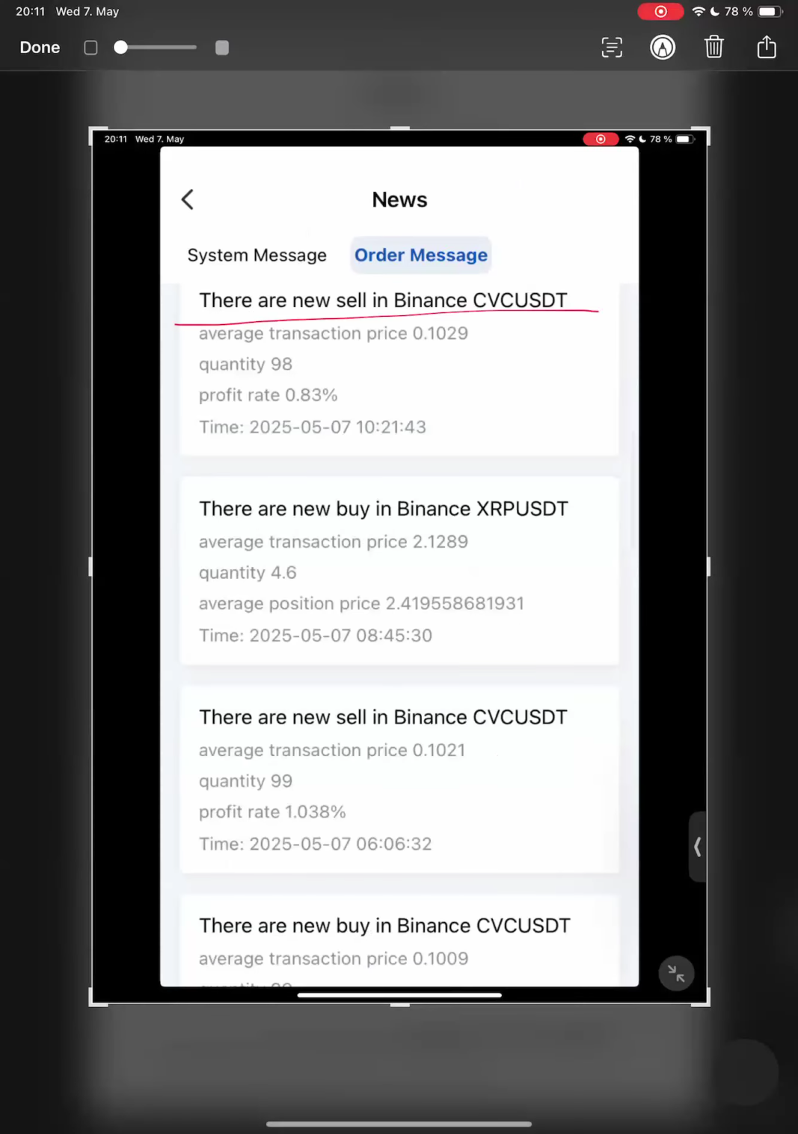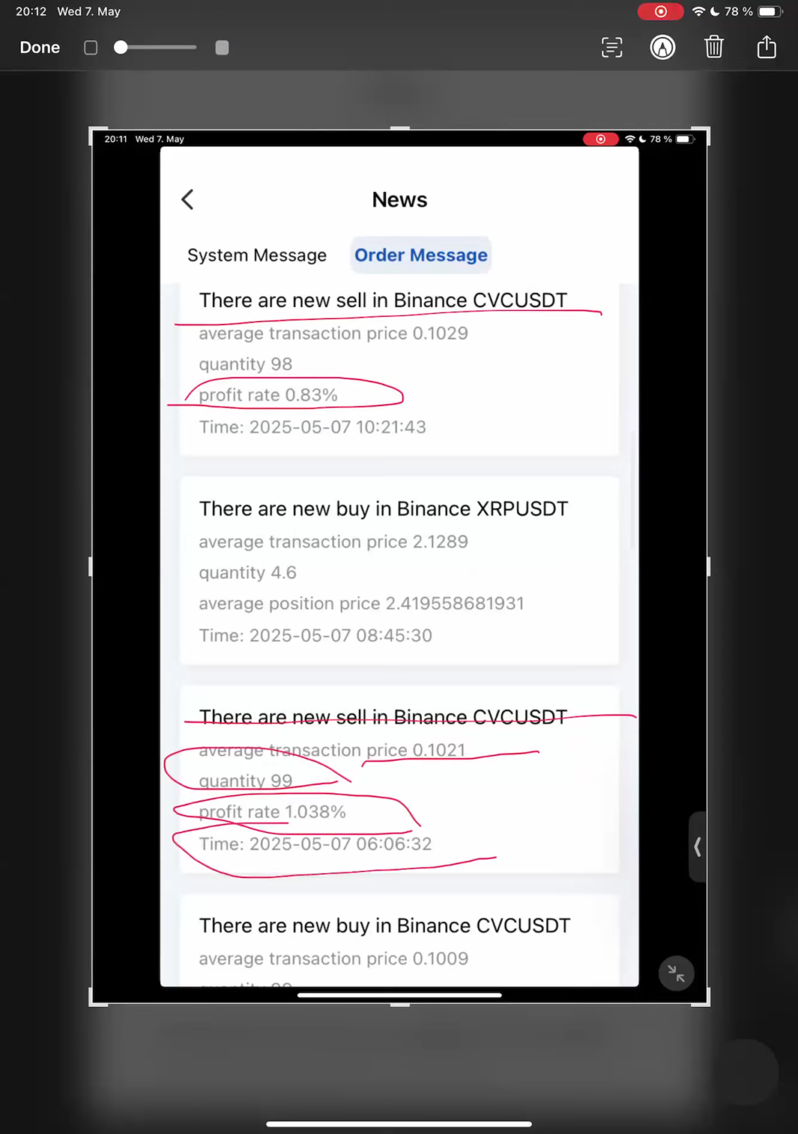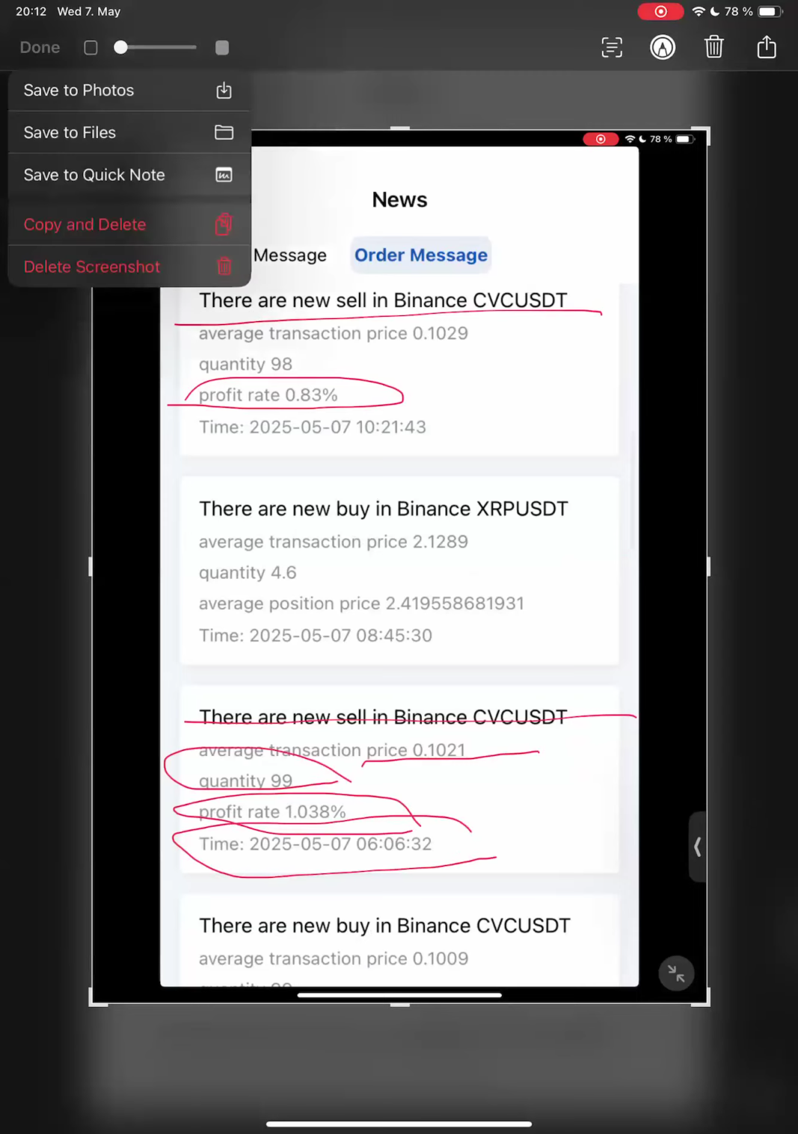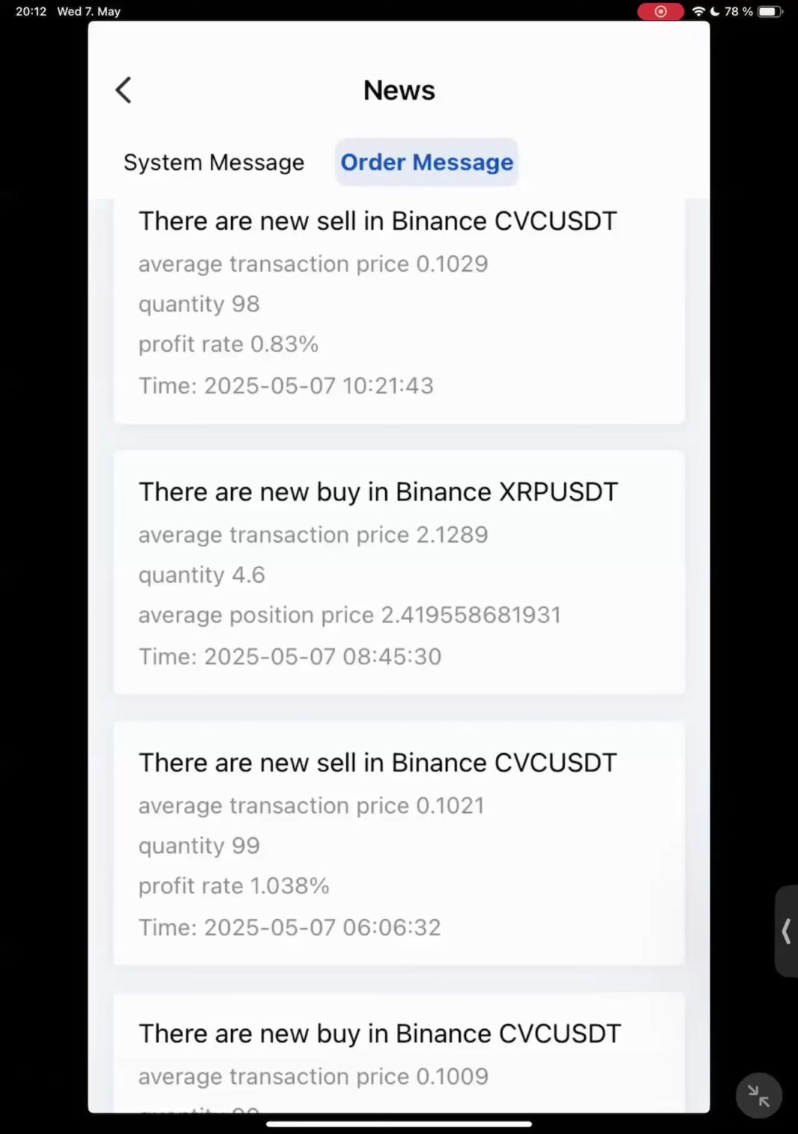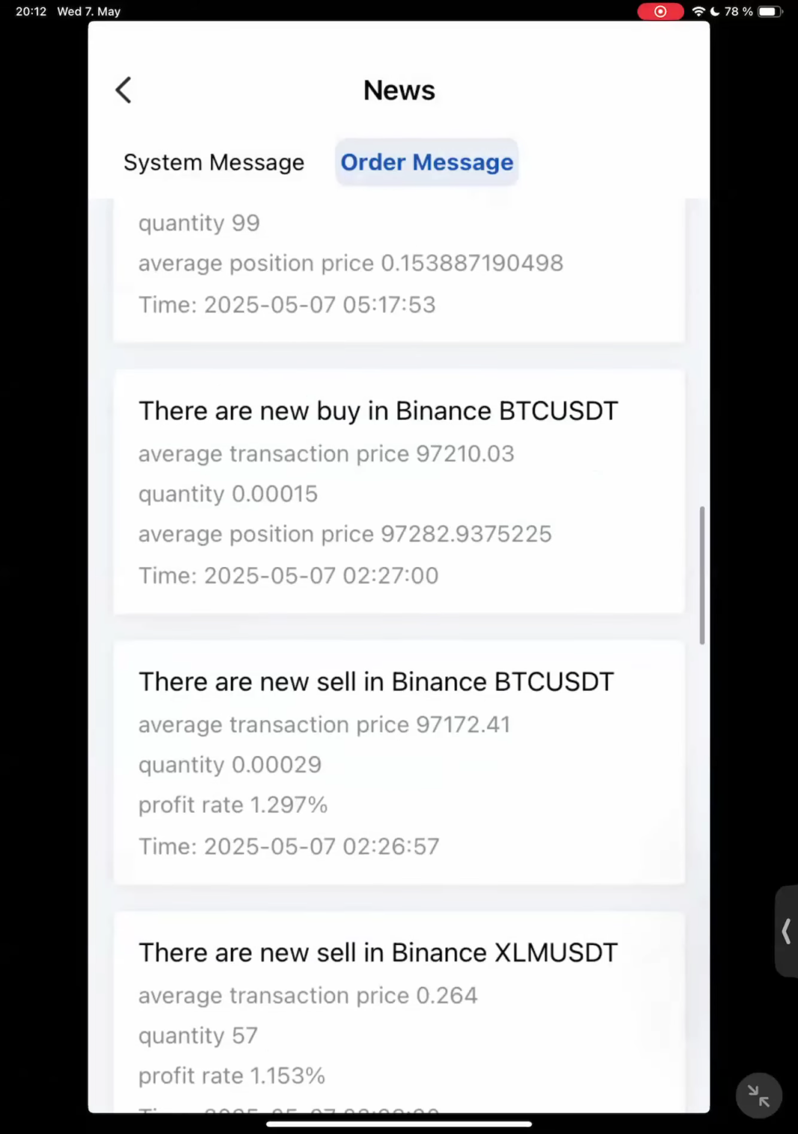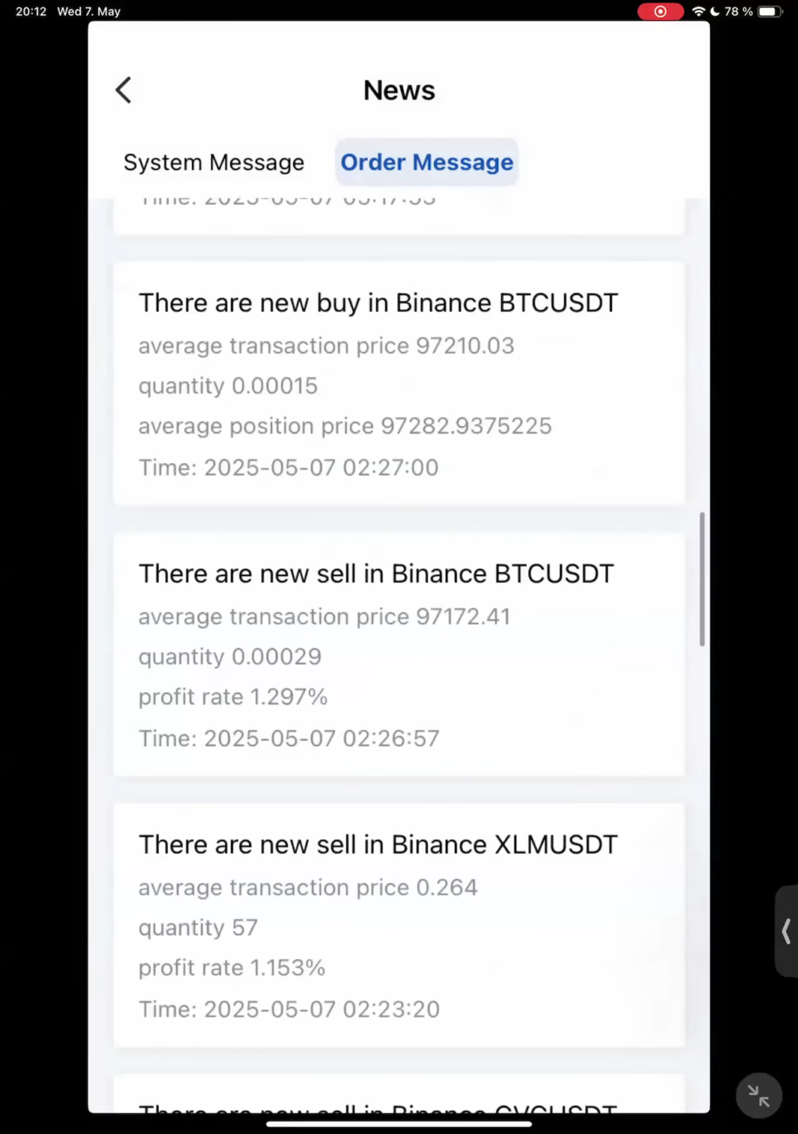So this is a sell. There is a new sell in CVC profit rate. So it will give you the quantity that it sold for you, then the average transaction price it sold at, and the time and date that it sold. Okay. So if you scroll through it, you'll be able to see this is a buy, this is a sell.